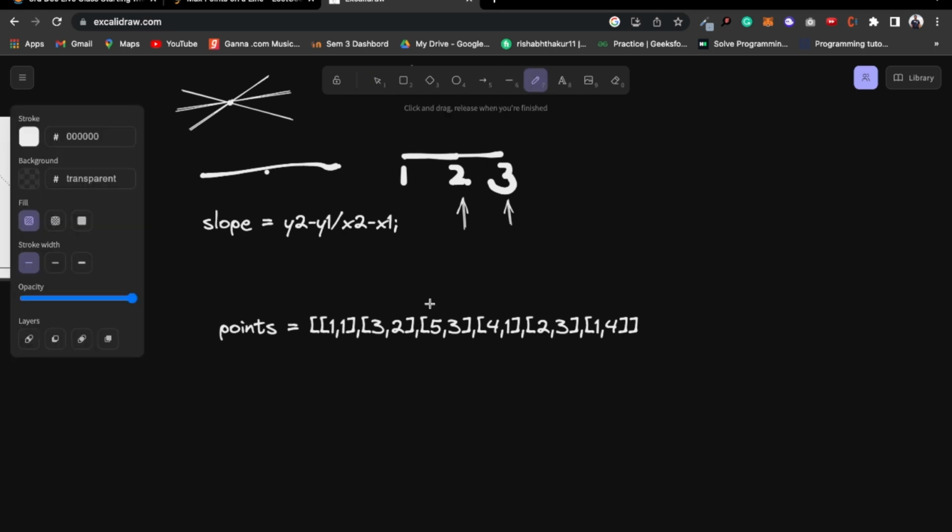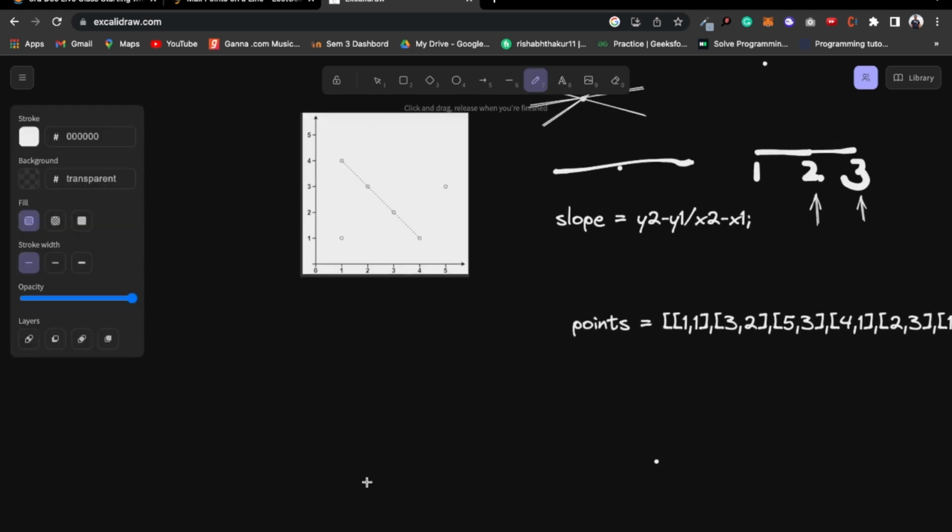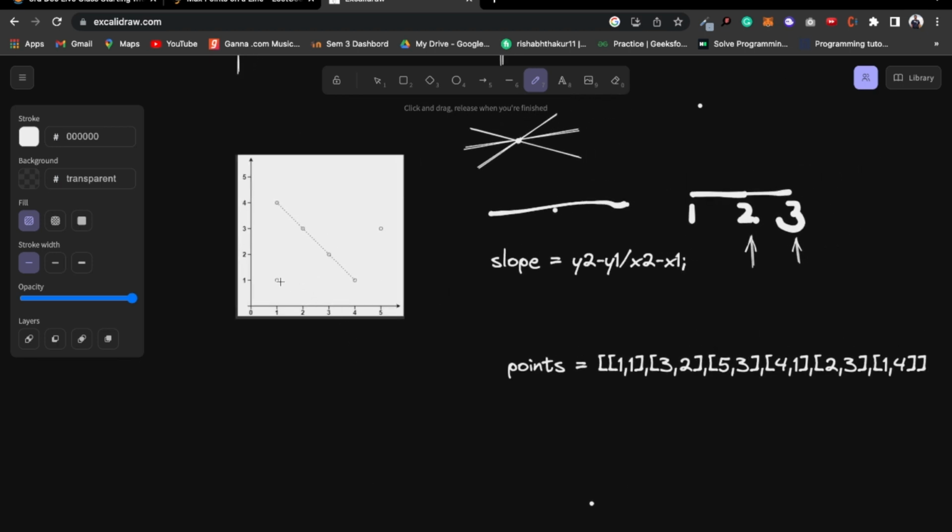Okay, so I'm assuming we have this 1 1 point in the graph. You can see easily from this 1 1, what I'll do is draw a line. Let's make the color red and the stroke a single stroke. So I'll take the 1 1 and from this point I'll draw a line to 3 2. So where is 3 2? 3 and 2. I'll just draw a line from here to here.